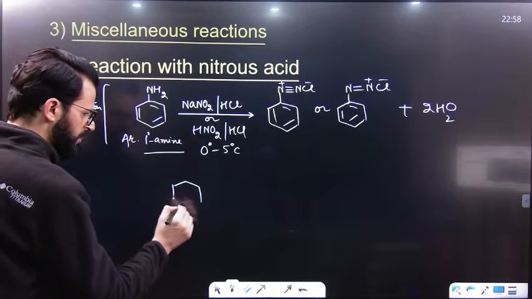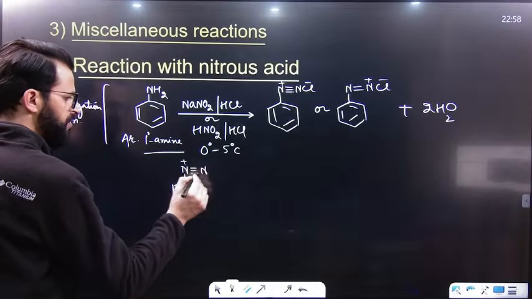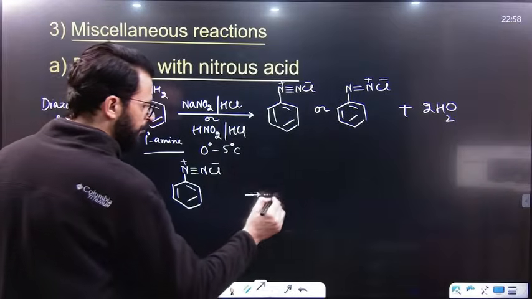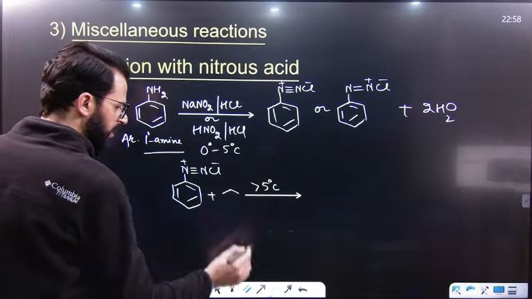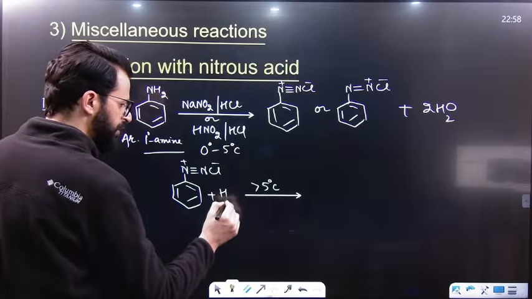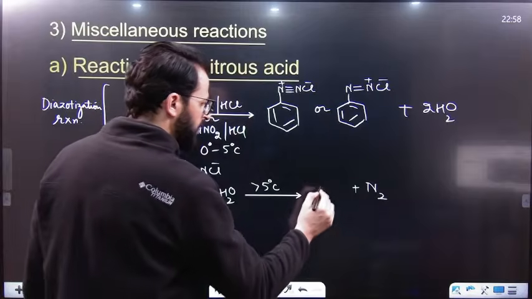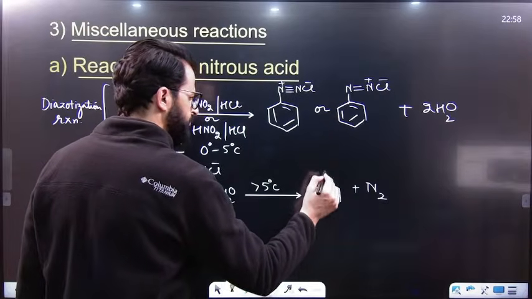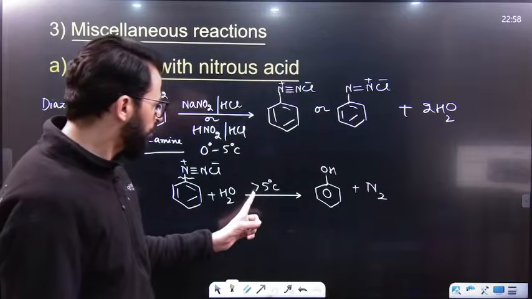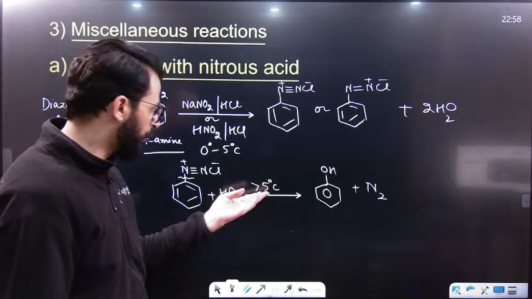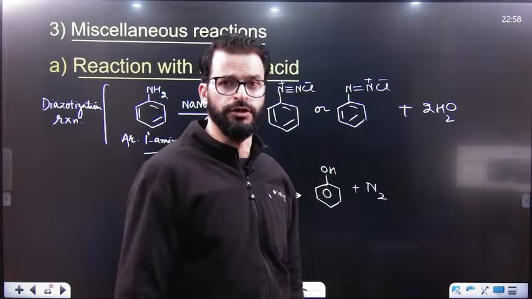Suppose the temperature is increased, I mean if the temperature is more than 5 degrees Celsius and it is treated with water, then nitrogen gas is removed, and it will result in the formation of phenol. But nitrogen gas is not removed until you warm the benzene diazonium chloride, that is, the temperature is greater than 5 degrees Celsius. Otherwise, there will be no nitrogen gas evolution.